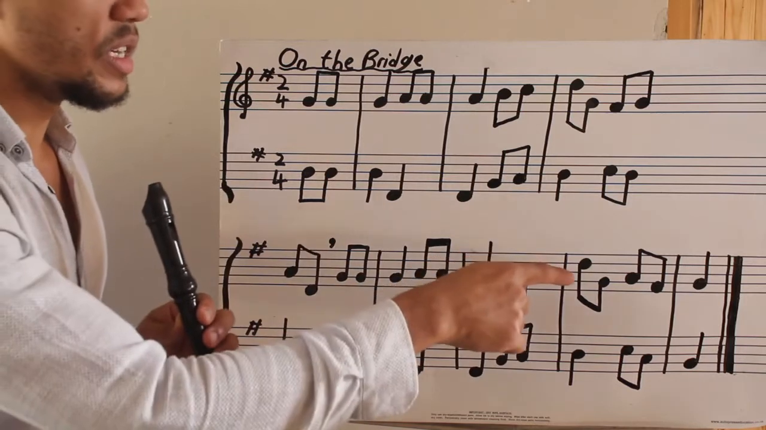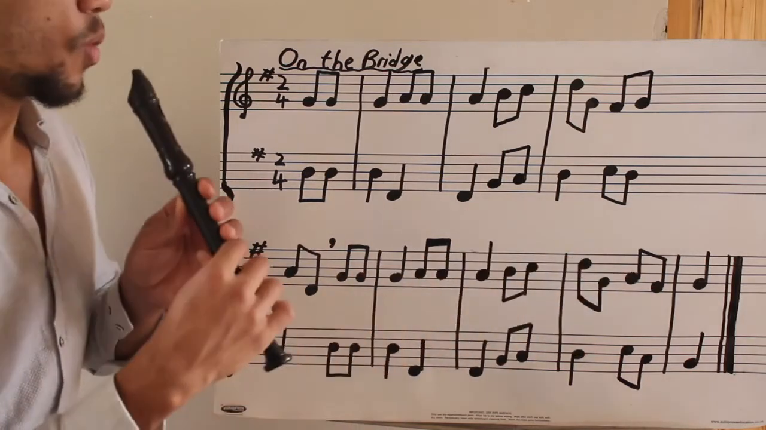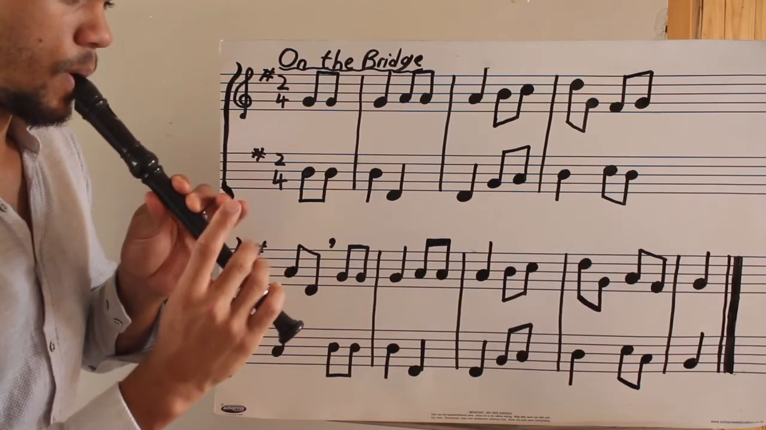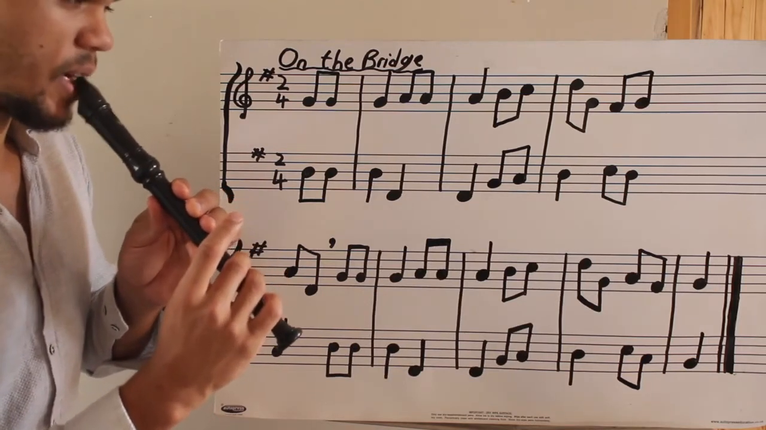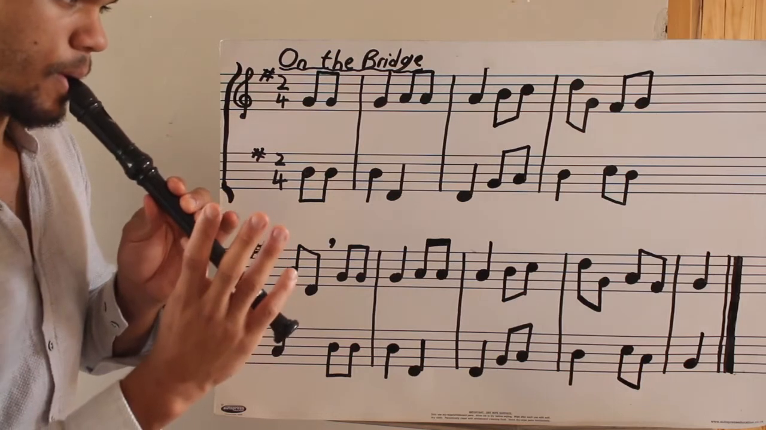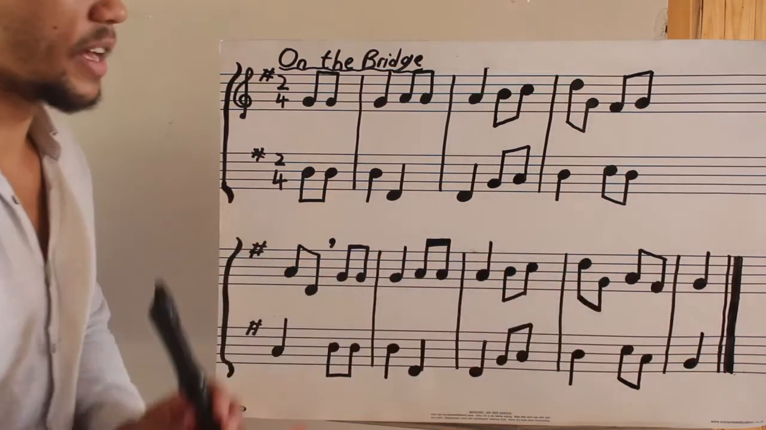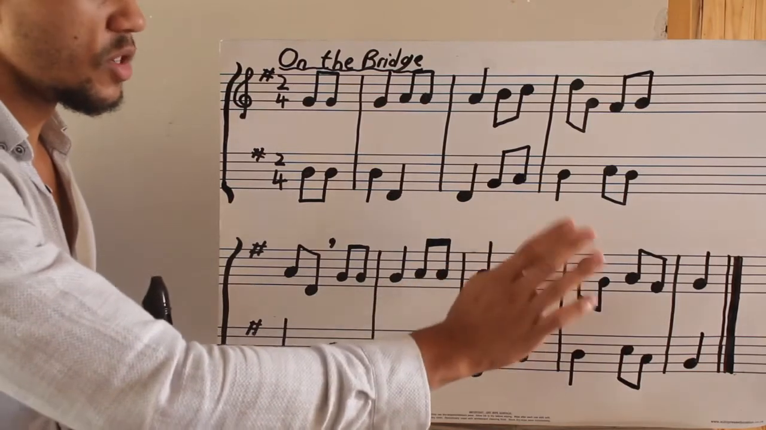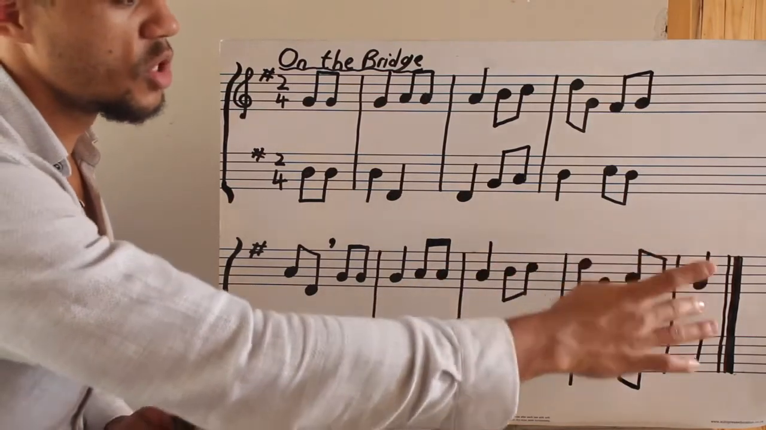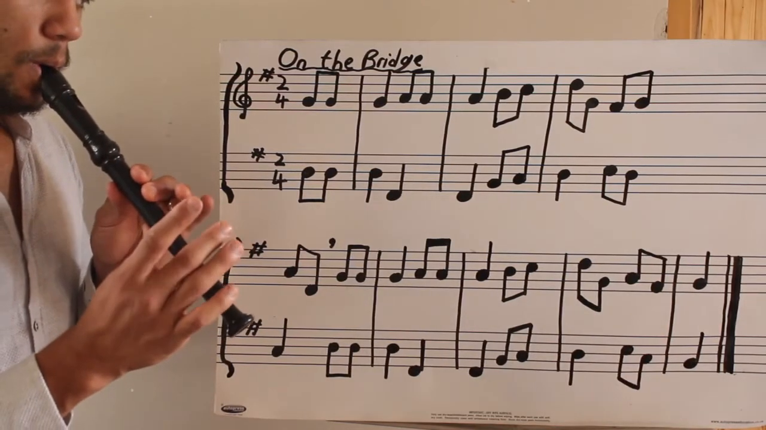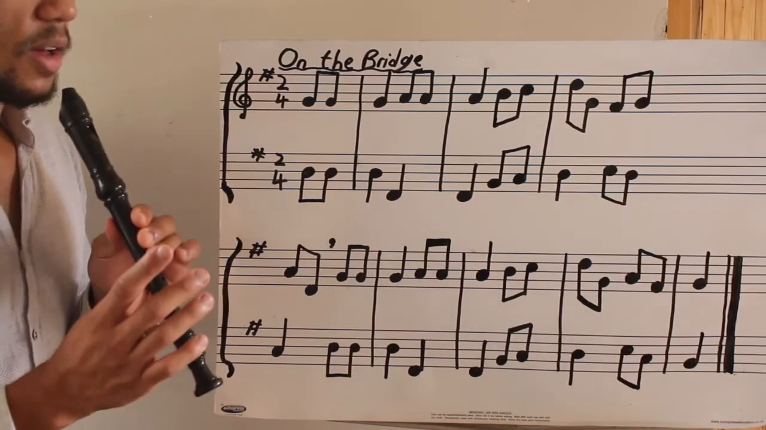Let's try put this D, G, A, F sharp together. 1, 2. Again. And the note sounds like it wants to get to that G, so let's play that G. So D, G, A, F sharp, G, go. Again.